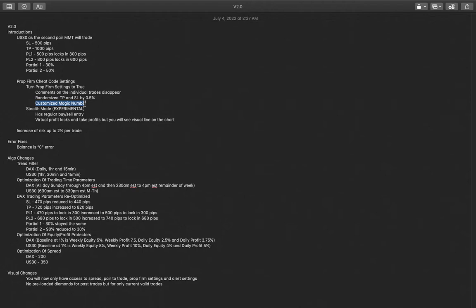All right, stealth mode. Stealth mode is experimental. All right, just so you know, it is experimental, meaning that there could be some issues with it, but we've tested it out thoroughly and it works just fine. But it is experimental. Now, how does it work?